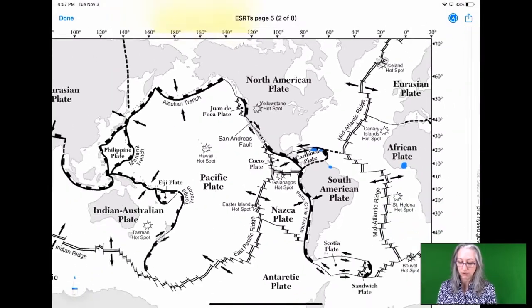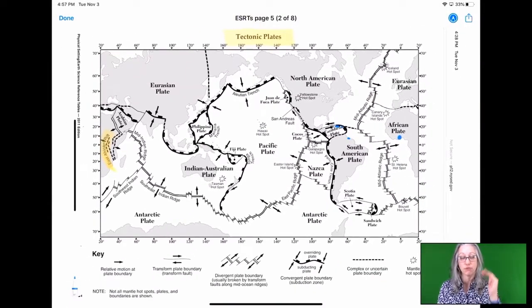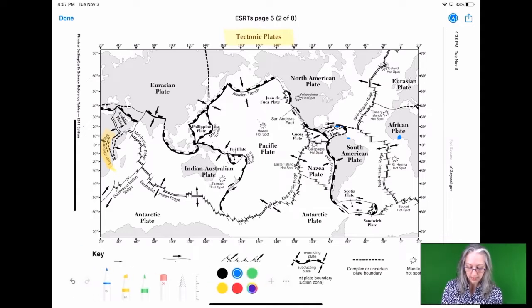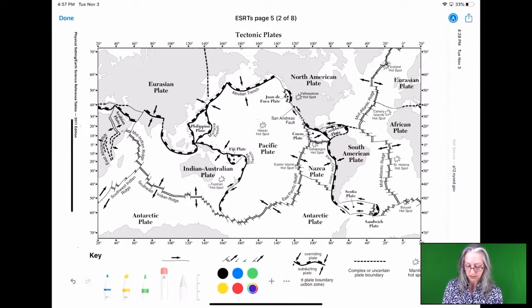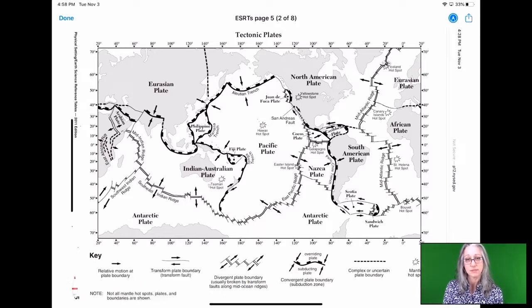So there are all these different locations in the world, and you might be living right exactly on top of a plate. But there are also interesting things that are happening in the world at the plate boundaries. So let me erase some of this here. And the key at the bottom of this page shows you a lot of different things that are going on in this map.